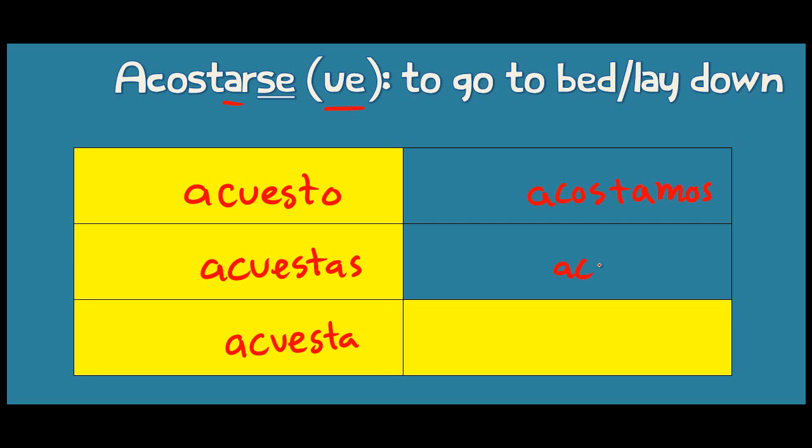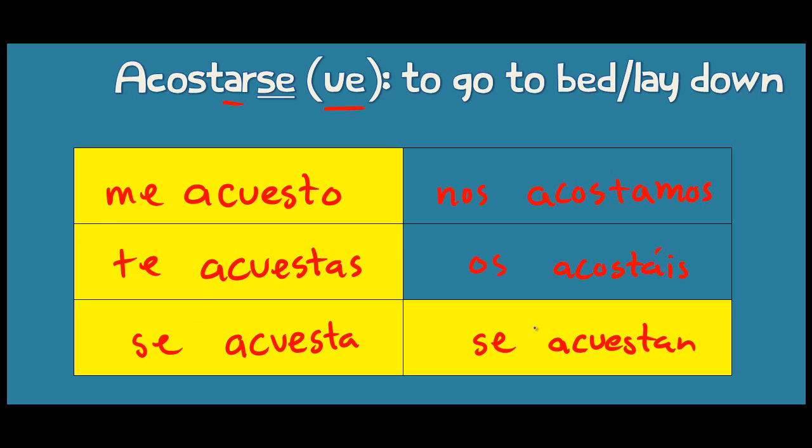vosotros acostáis, ellos, ellas y ustedes acuestan. And now just plug in your pronouns. Me acuesto, te acuestas, se acuesta, nos acostamos, os acostáis y se acuestan.